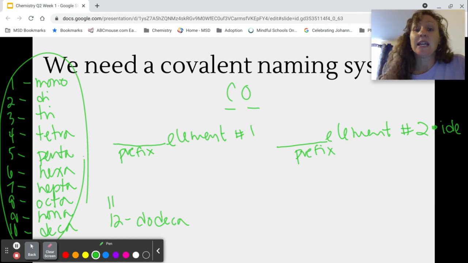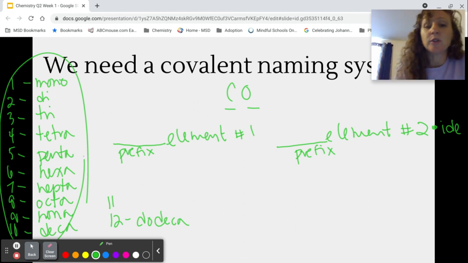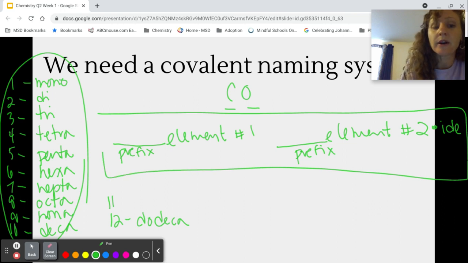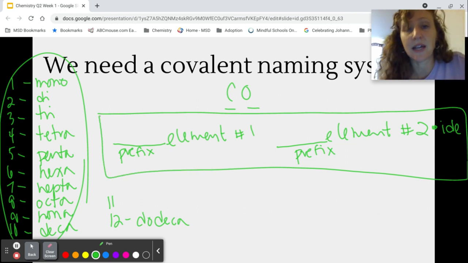So in general, when you name within the covalent naming system, you're going to say the prefix that tells you the number of elements, then the element name, and then you're going to tack on the suffix "ide," which tells you it's a molecule or a compound, right? Now, there are a couple exceptions to this, but this is the general format.